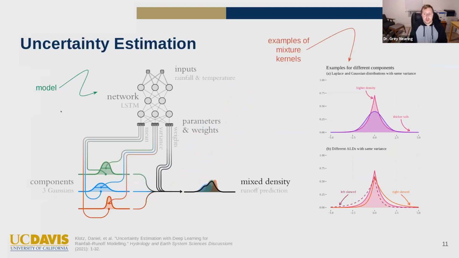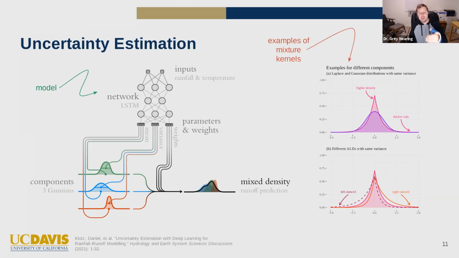Okay, so we can do a couple other cool things. We can do uncertainty estimation. Really going to go fast here now. But basically, we do uncertainty estimation by adding mixture density layers to the output of the neural network of the LSTM. So instead of predicting streamflow directly, we predict the parameters of a mixture probability density function over streamflow.